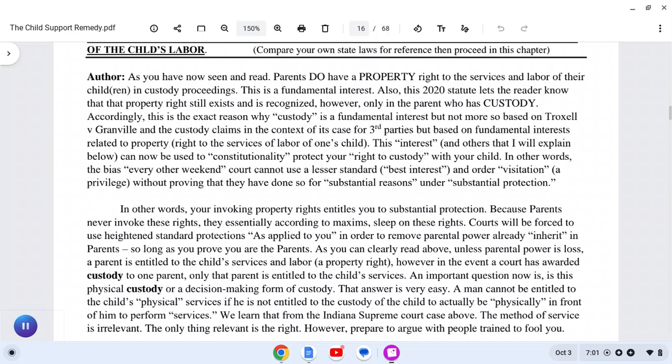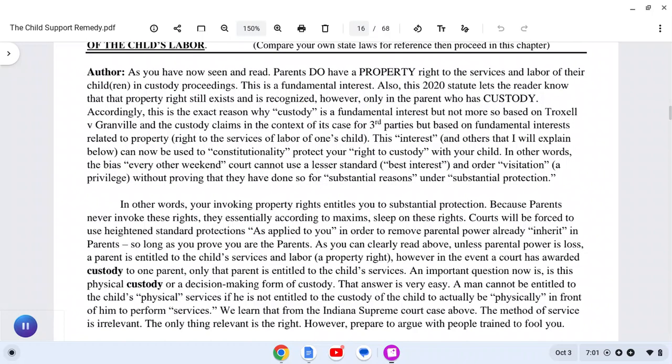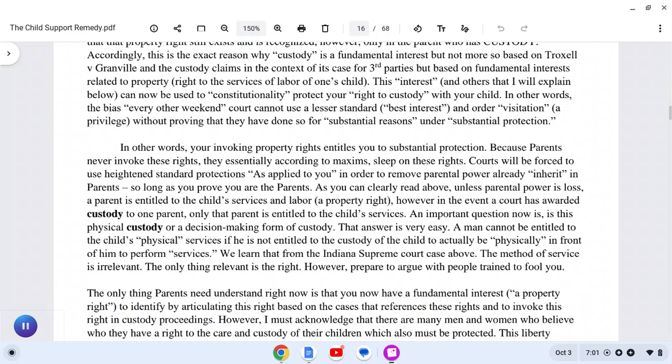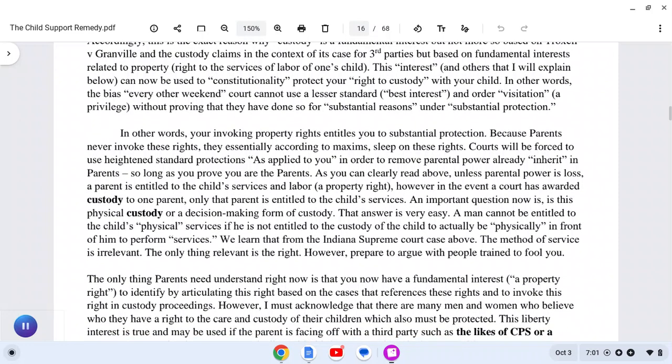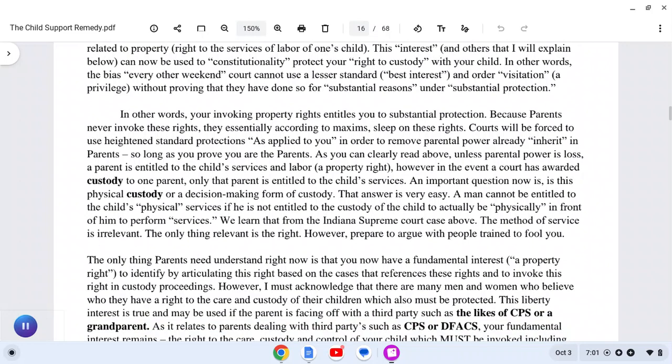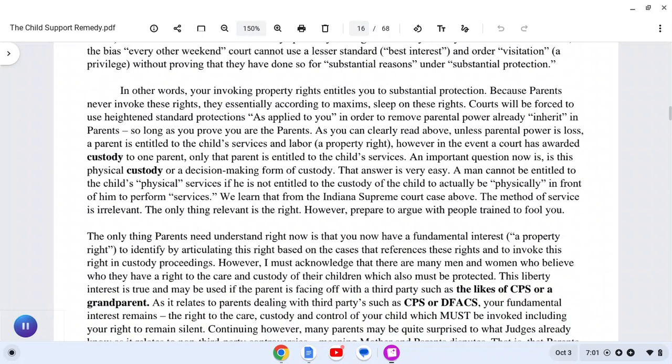She's right. Whoever, they're right. A privilege without proving that they have done so for substantial reasons under substantial protection. A damn sure right. So it changes the standard from best interest to, what was the other? Damn, what was the other standard? I forgot. I think it was unfit or something like that. I don't know, I might be wrong on that one. But there's a best interest standard. I need to do some more research on it because I didn't go read it again.